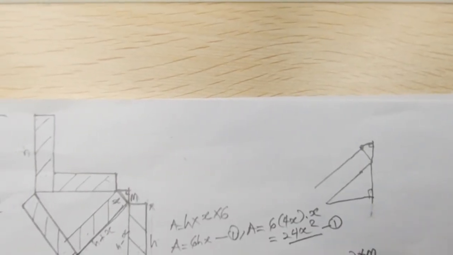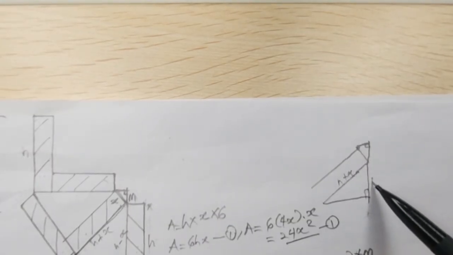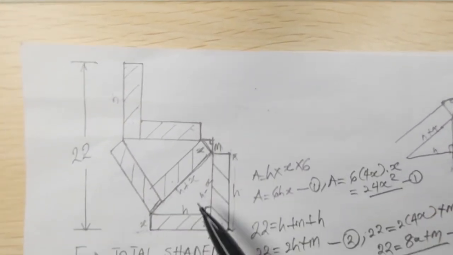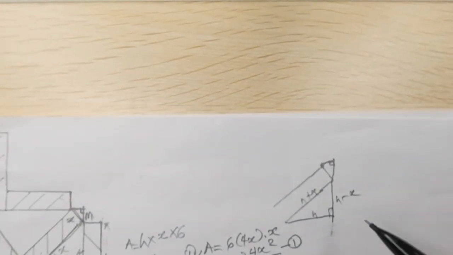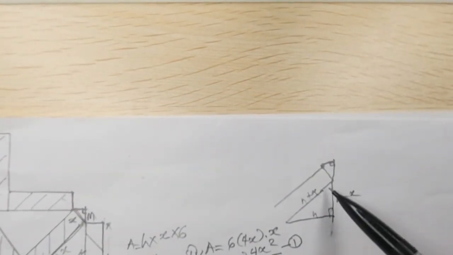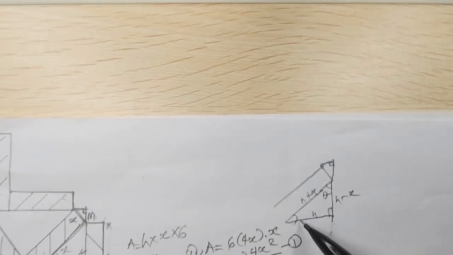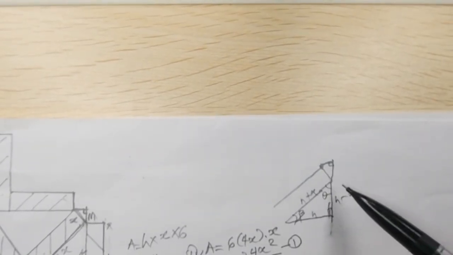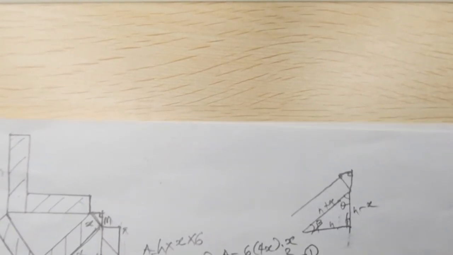Okay, so now this is h plus x, this is our h minus x, and then this is our h, just the inner triangle. Okay, so now let's say this is alpha and this is beta. Okay, so we're trying to prove that these triangles are corresponding triangles.